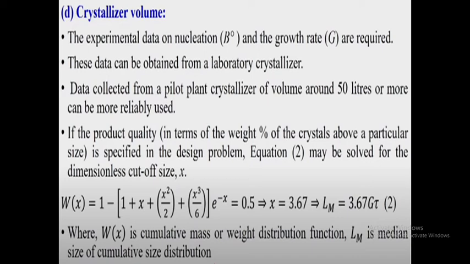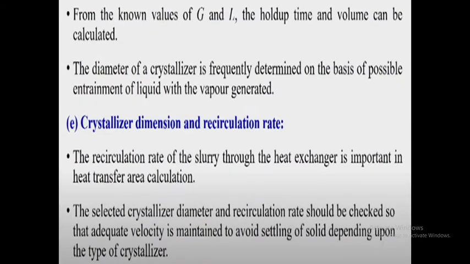Where W of x is the cumulative mass or weight distribution function, Lm is the median size of the cumulative size distribution. G is nothing but growth rate, tau is the hold up time. From the known values of G and L, the hold up time and volume can be calculated. Diameter of the crystallizer is frequently determined on the basis of possible entrainment of liquid with the vapor generated. Entrainment is the entrapment of one substance by another substance.